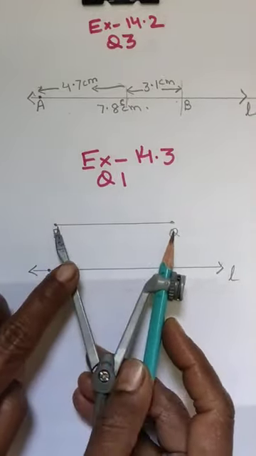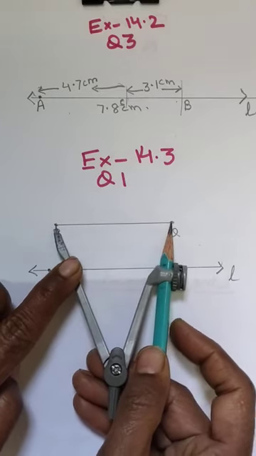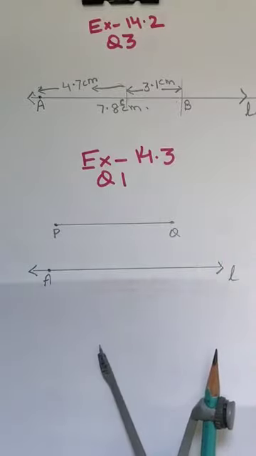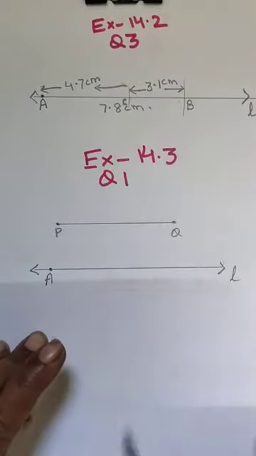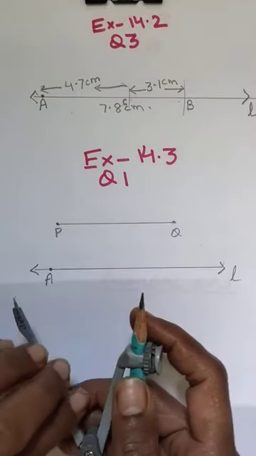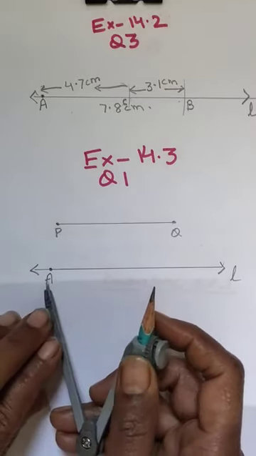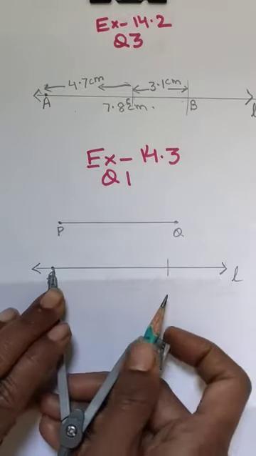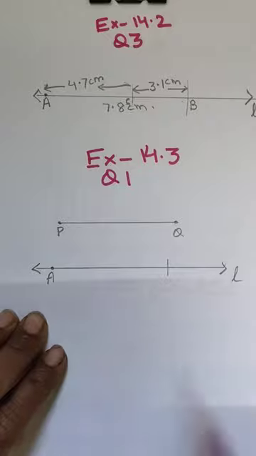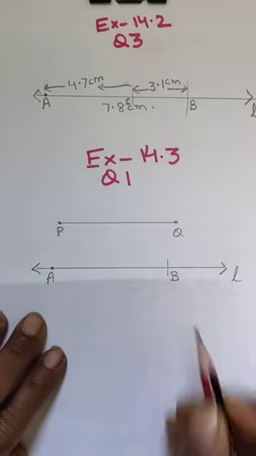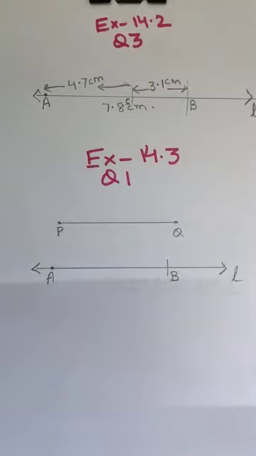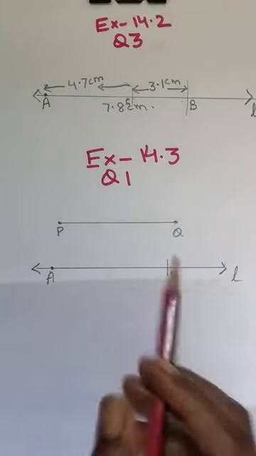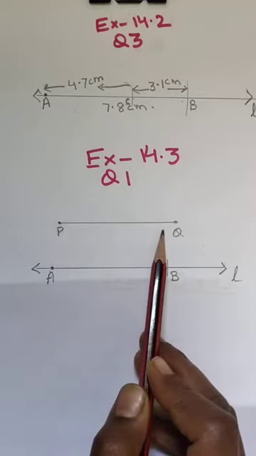Without changing the opening of the compass, it is the same. See, the PQ that I measured earlier, it is of the same measurement. So without changing the opening of the compass, place the compass at A and draw one arc which cuts line L at B. So this line segment AB is the copy of line segment PQ.